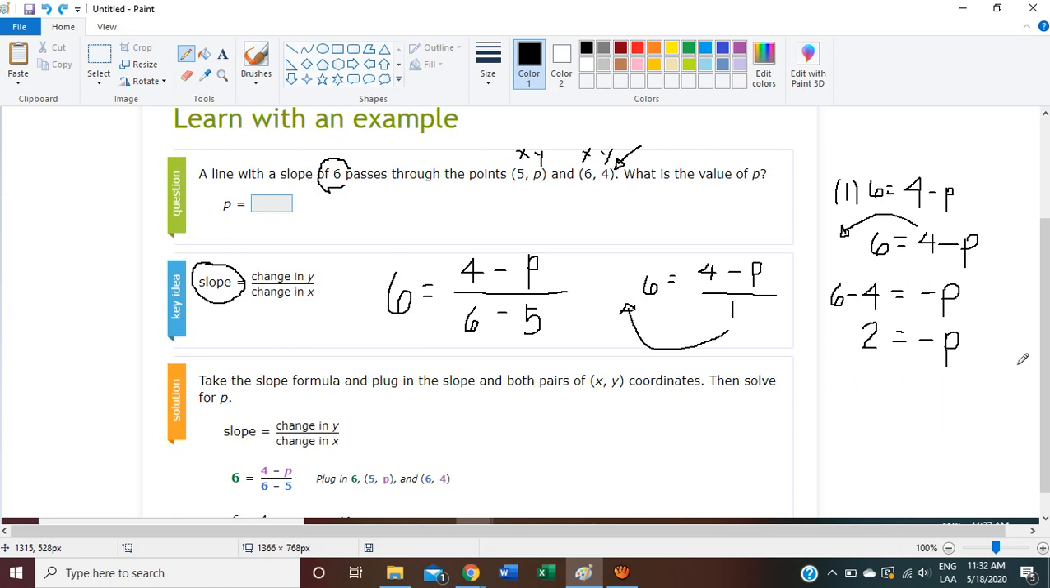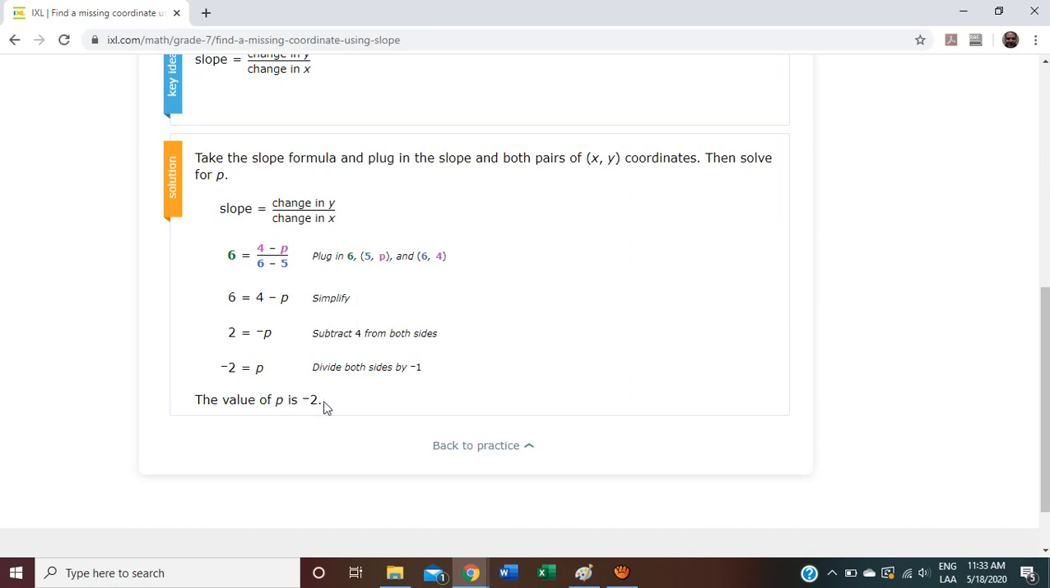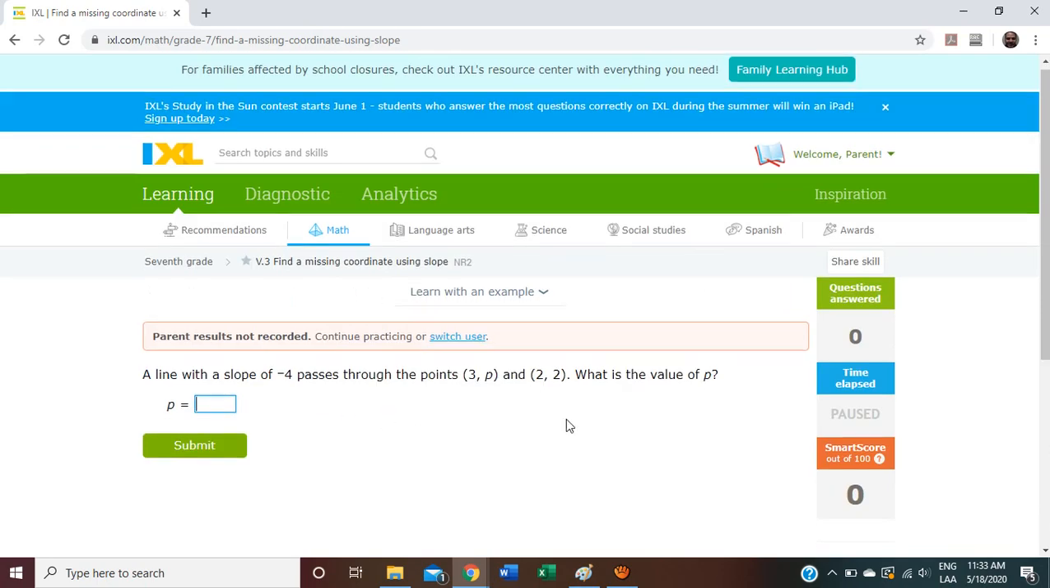Let me just explain this way. If you just want to go directly here without multiplying by negative 1, what you have to do is just change the symbol of both parts of the formula. So this 2 is going to be negative 2, equals this negative p is going to be positive p. It is the same as multiplying by negative 1 both sides of the formula. So the answer is negative 2. P equals negative 2. As you can see, the value of p is negative 2. This was the example.